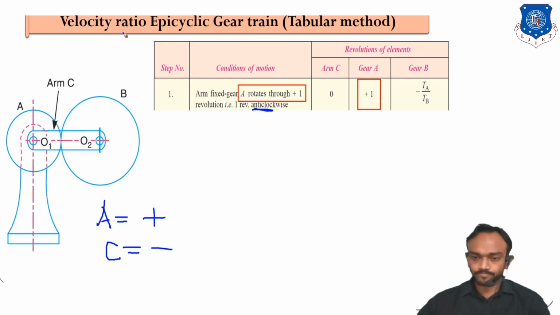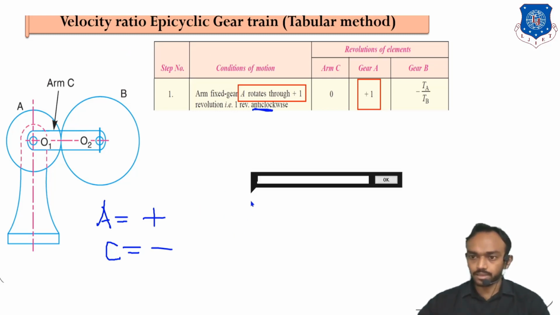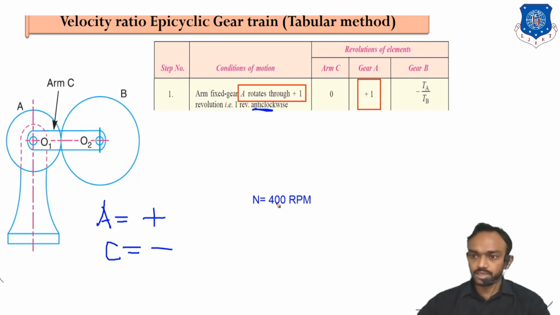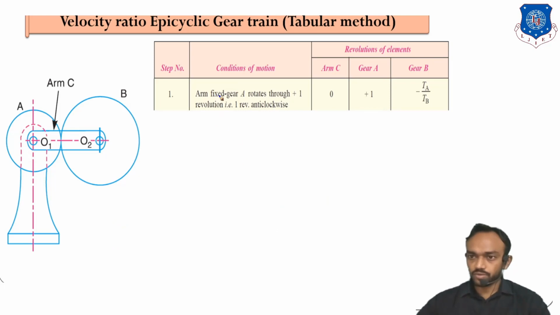If you write an answer like RPM N equal to 400 without the sign plus or minus, or without writing clockwise or anti-clockwise, it will be wrong. So first, the arm is fixed, so here will be 0. Second, gear A: we assume A is the main driver, and if it rotates one complete revolution, then its RPM is given as +1.